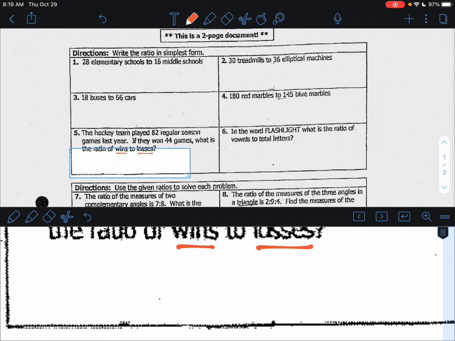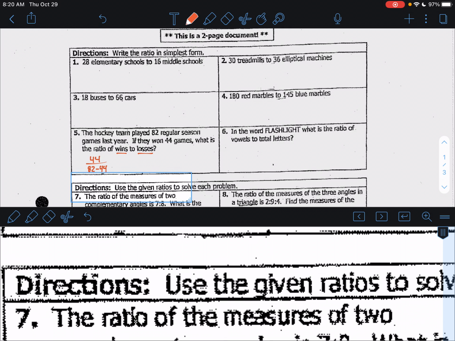but the way I would set this up is 44, because that's the number of wins, over, let's see, 82, because that's the number of total games played, minus 44. You would do 82 minus 44. That would give you a number. And then you would have to simplify that fraction. You can either leave it in fraction form or write it as a ratio. Either way, that's fine. And that applies to all of the first 6.